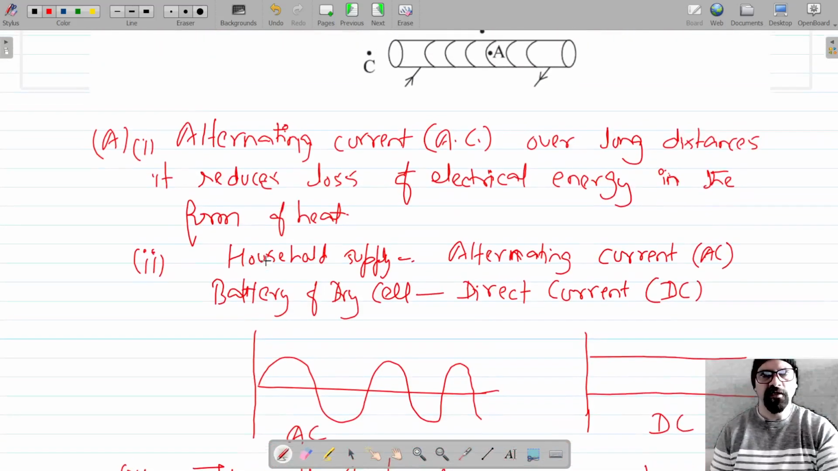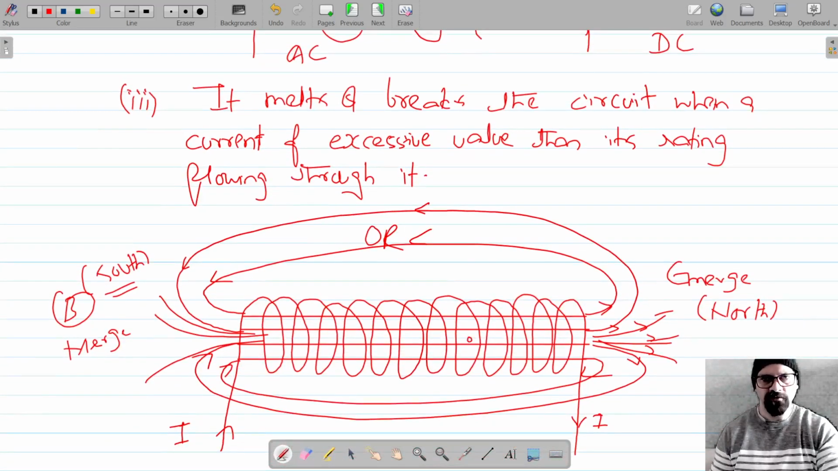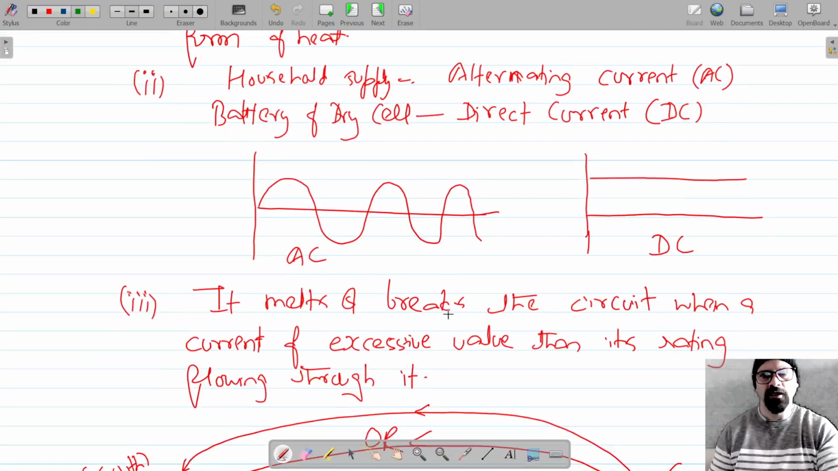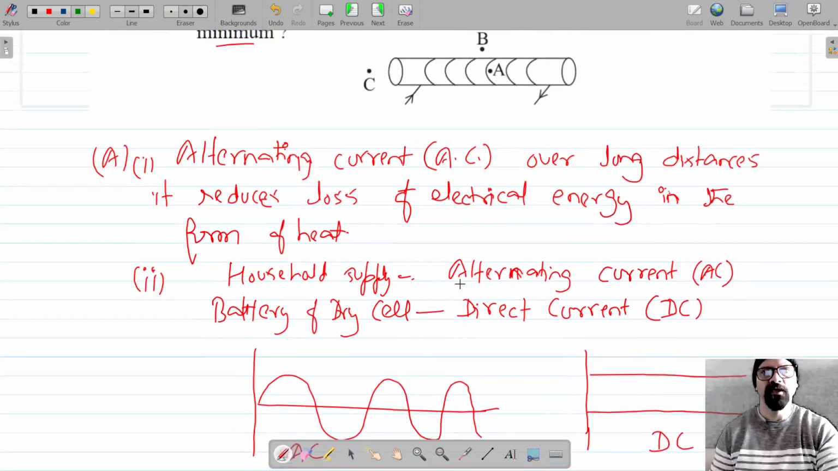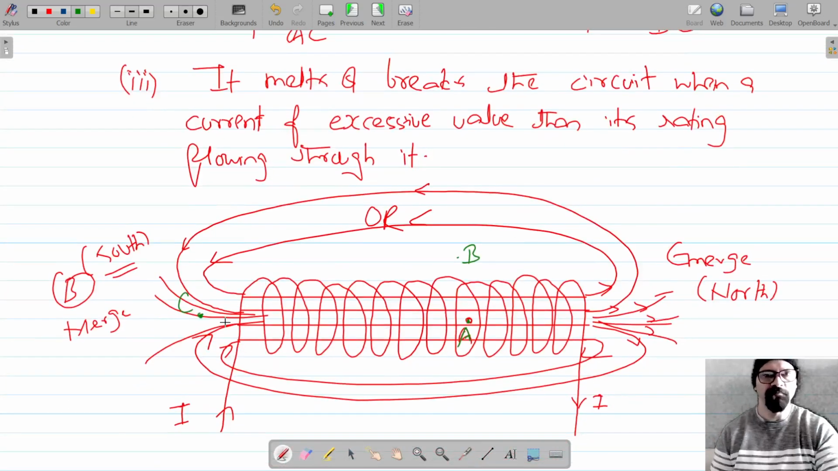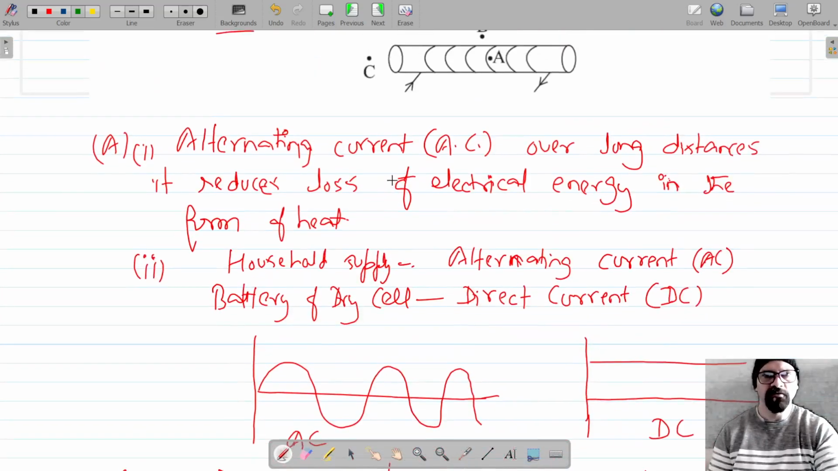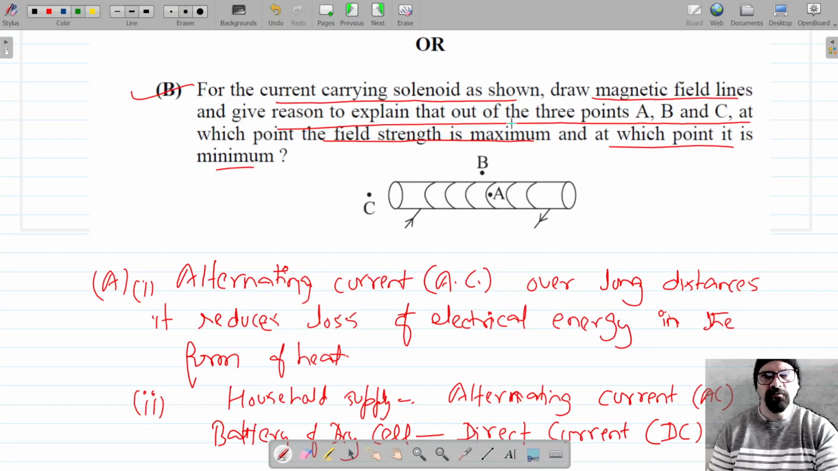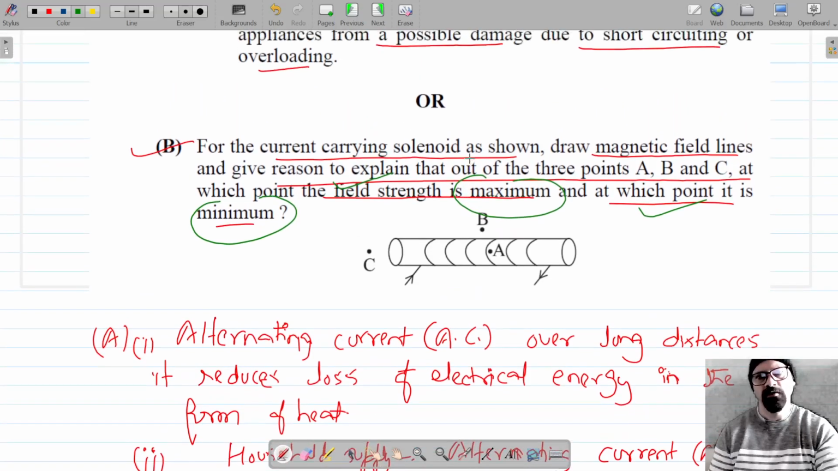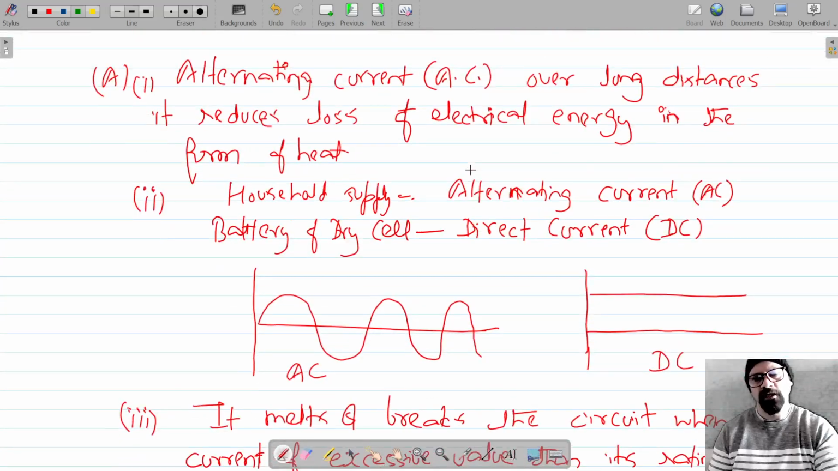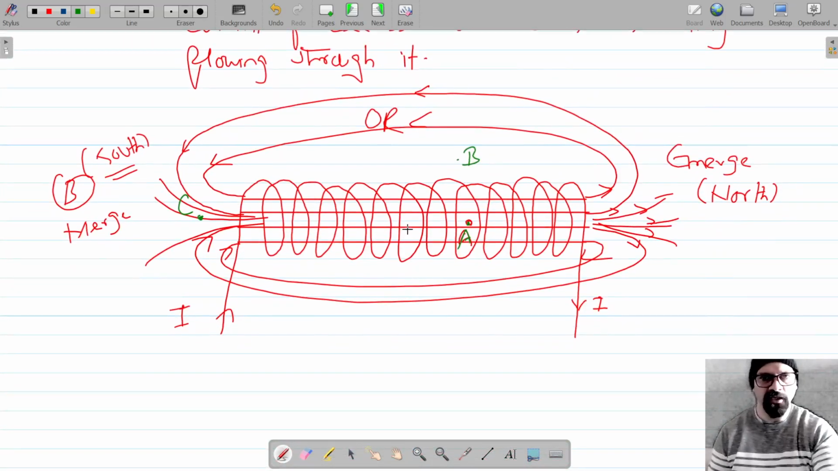Now it's given that we have 3 points. One is in the middle, which is point A. The other one is outside here, let's say point B, and the other one is at the pole, which is point C. We have to compare the strength of the magnetic field at A, B, and C. In the question, we have to identify at which point the field strength is maximum and at which point it is minimum, and give the reason.